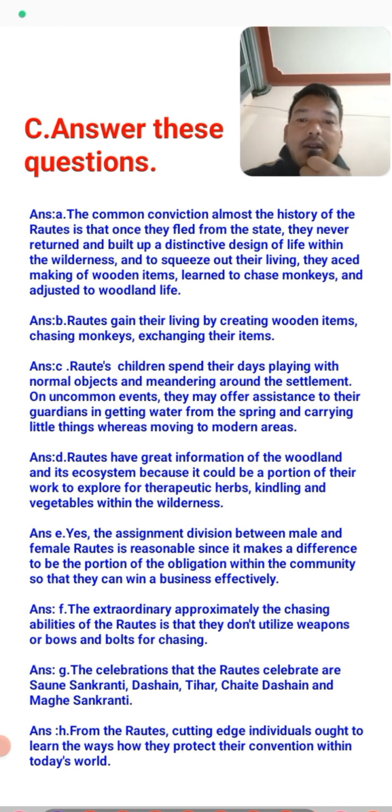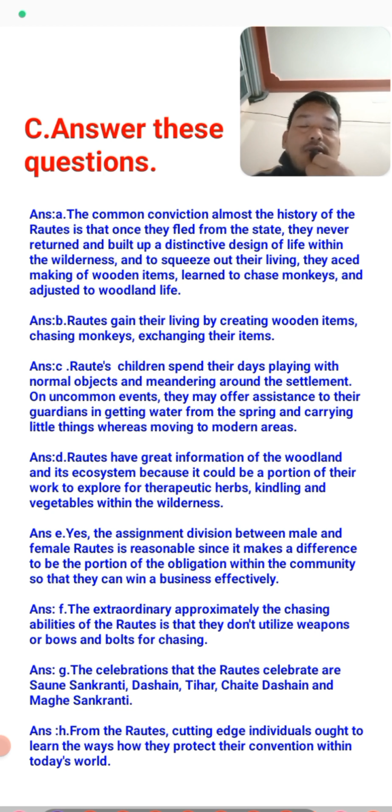Okay, Rauti children spend their days playing with natural objects, meandering around the settlement. The settlement is that area where they live. On uncommon occasions they may offer assistance to their guardians, getting water from the spring and carrying little things, whereas moving to new areas.